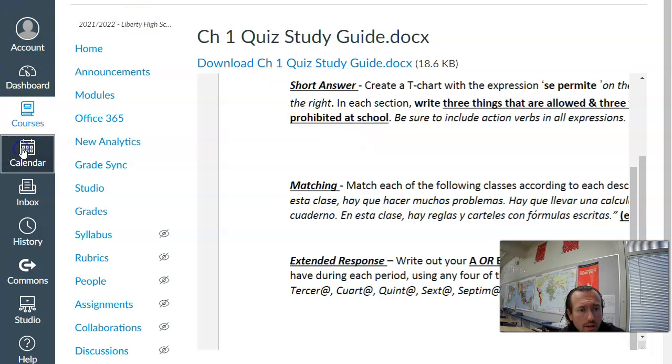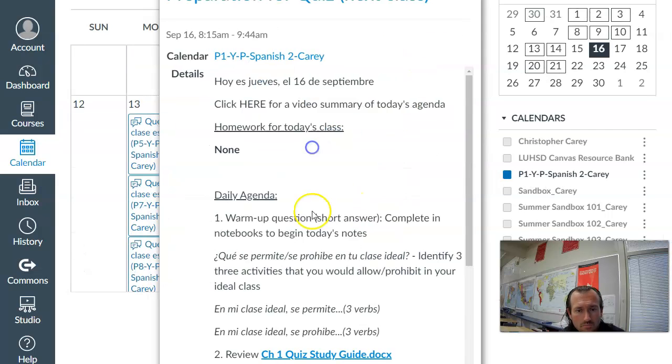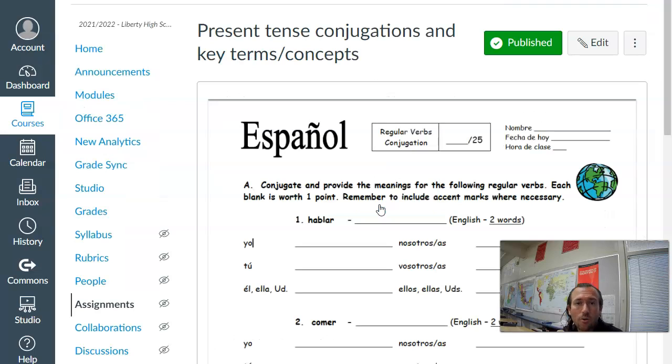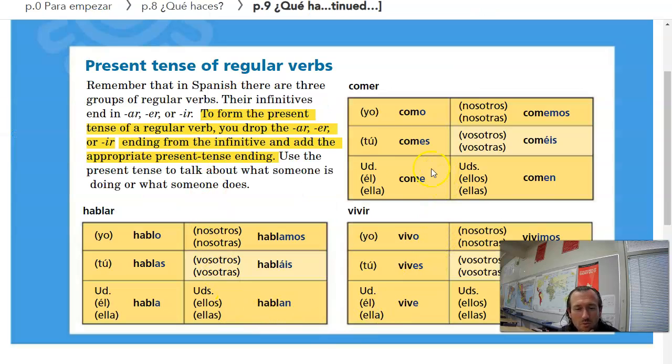What we're going to do today are 2 in-class activities. The first activity is called present tense conjugations and key terms concepts. So what you're going to do is you're going to knock these out on a notebook piece of paper so that you have available to study off of. You'll take a picture when it's completed and you'll upload it here in Canvas. So for the conjugations and key terms concepts, you're going to conjugate these example AR, ER, and IR verbs, and really it's just everything that's on page 9.